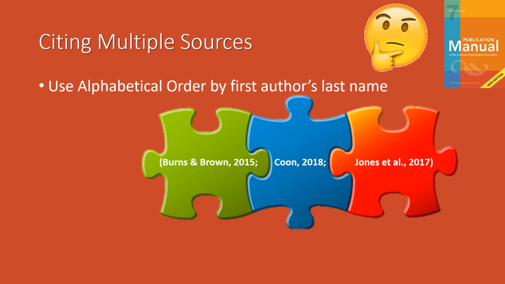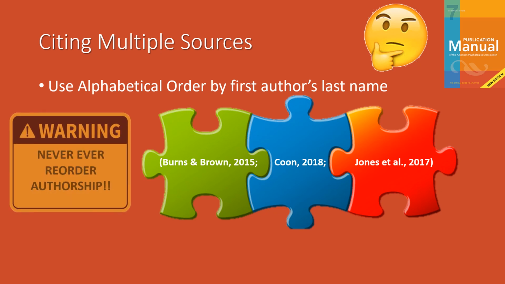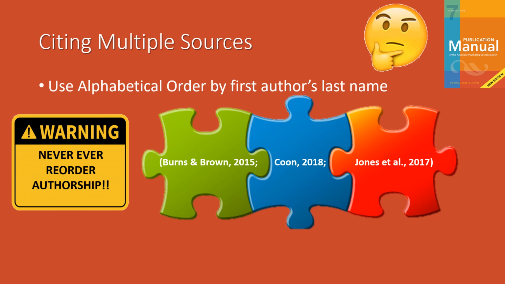And this has not changed at all, but I just want to make this point because this is something that students mess up sometimes. You never, ever, ever reorder the authorship. So, for example, Burns and Brown, you don't scramble the order of Burns and Brown. You must always take this source to be Burns and Brown 2015. You may not put Brown first and call it Brown and Burns because Brown comes before Burns alphabetically, because that is tampering with the order of authorship. And authorship order is very sacred and we must leave it alone.